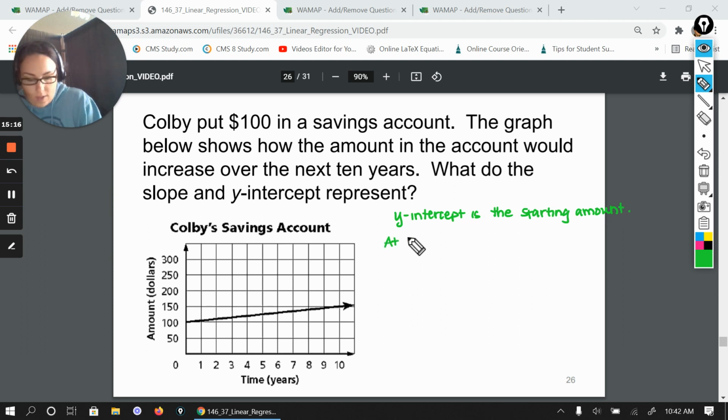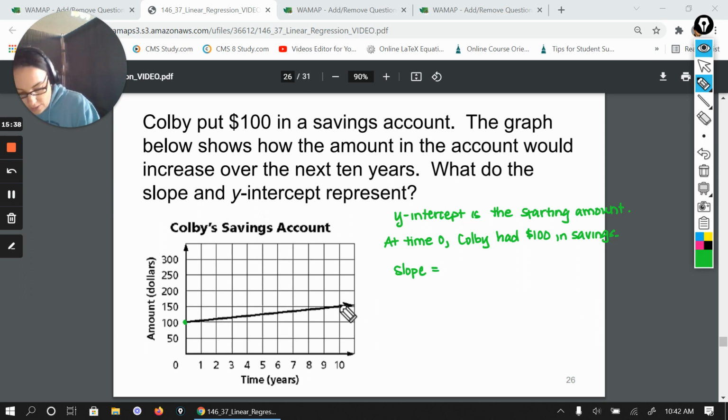So at time 0, Colby had $100 in savings. So that's this point over here. The slope, remember, is the rise over the run.